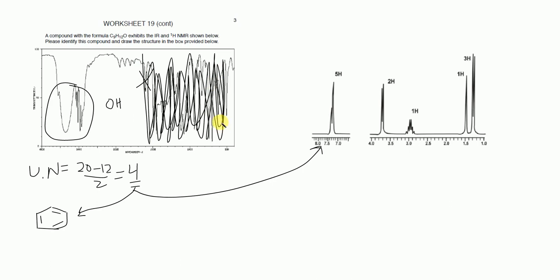I know I don't have any carbonyls or alkenes because I've already used up all 4 of my unsaturation value on the benzene ring. So I don't have anything else that I can use. And so I know this is garbage, and I know this has to be an alcohol. Okay? So that's definitely an alcohol because I have this stretch. Now let's go to the NMR.